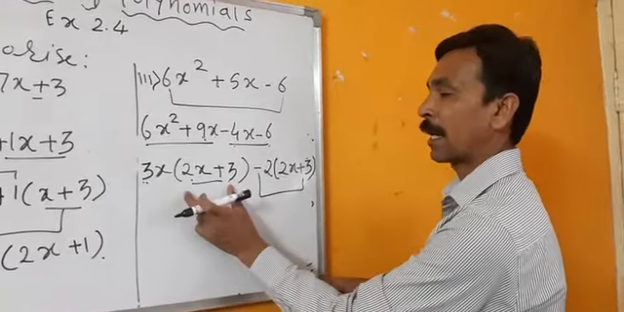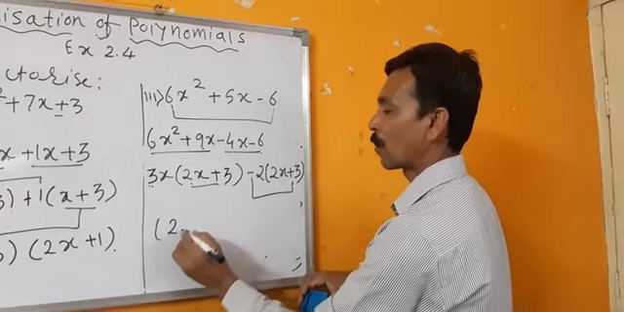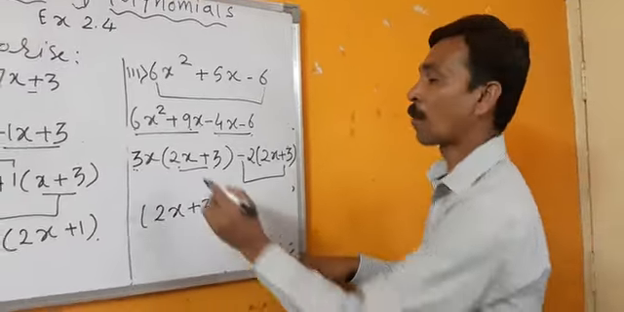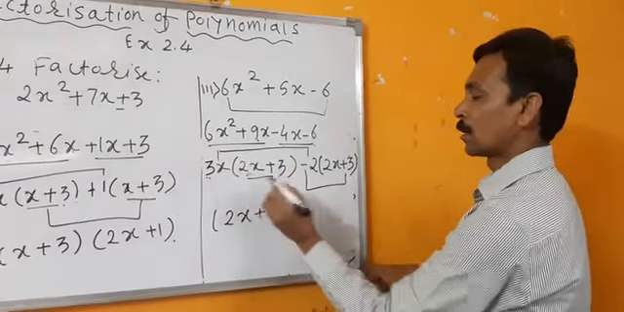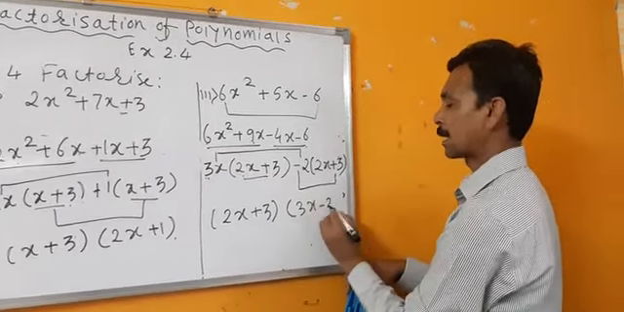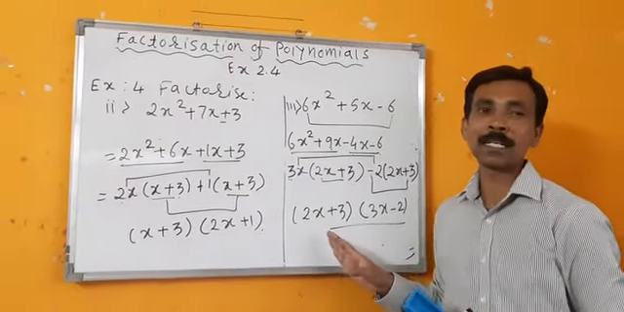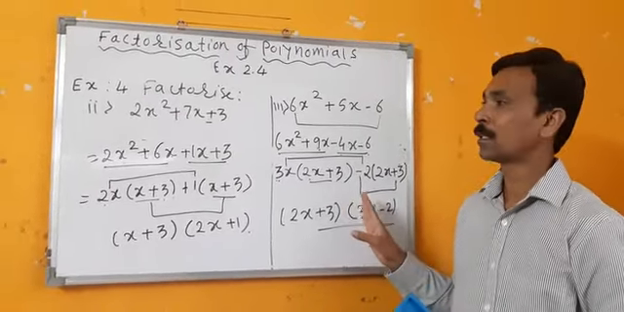Now from these two brackets, take one bracket as common, 2x plus 3. And in another bracket, the uncommon. Uncommon is what? 3x minus 2. So this way we factorize the sums. Clear?